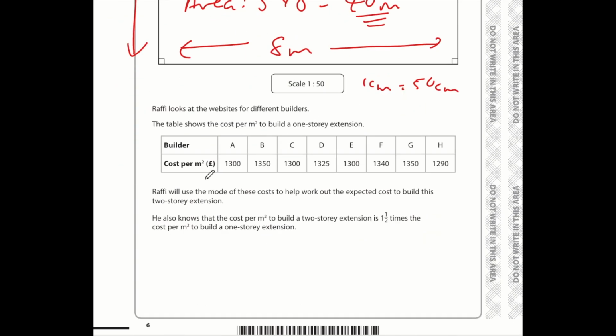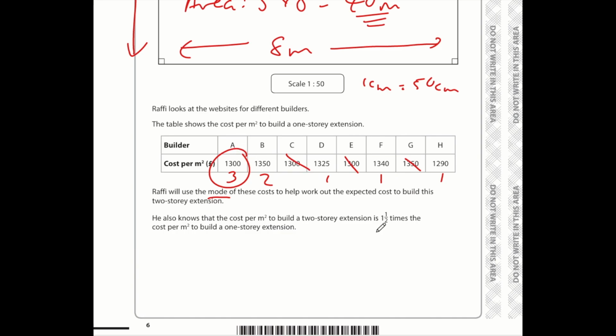Okay, so we're told here that Rafi uses the mode. So what is the most common value? Which one appears the most? Well, 1300 appears once, twice, 3 times. So let me get rid of those. 1350 appears twice. 1325 appears once. 1340 once. 1290 once. So 1300 is the mode.